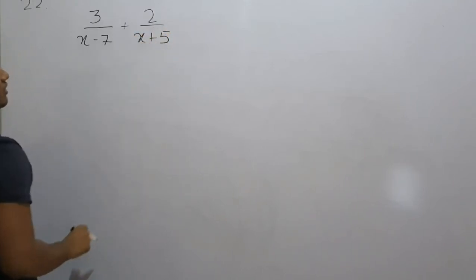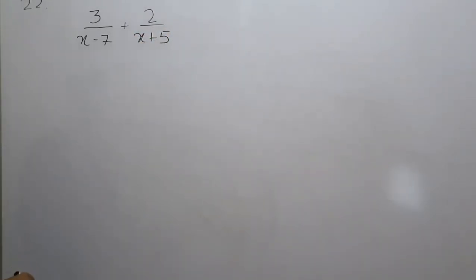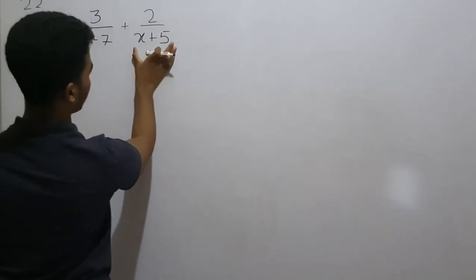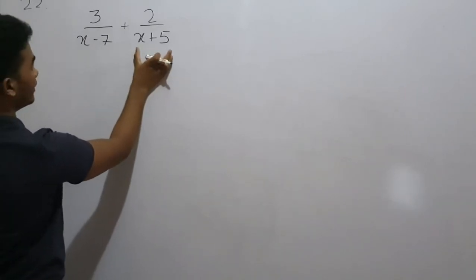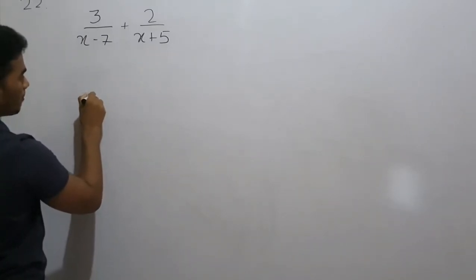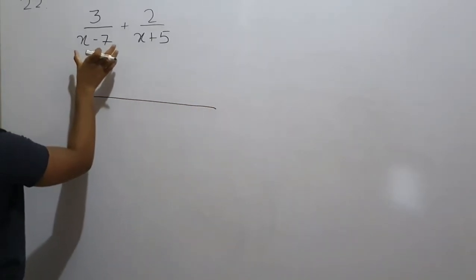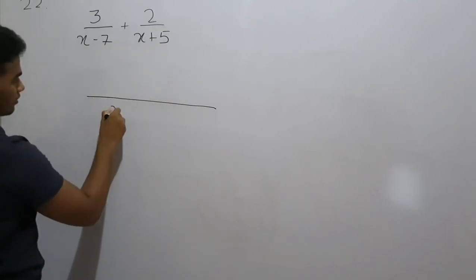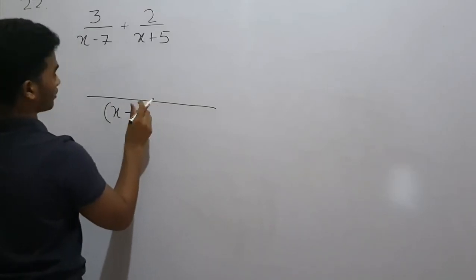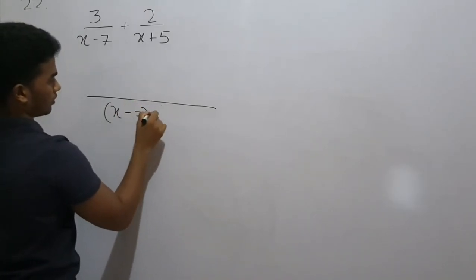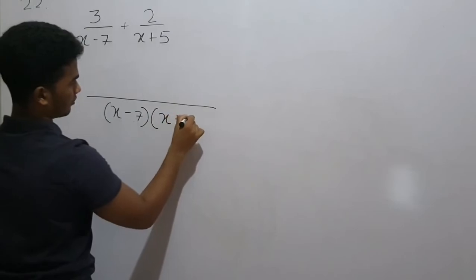To make this a single fraction, we should get the LCM of x minus 7 and x plus 5. Don't worry, getting an LCM of this is basically multiplying the two denominators, that's it. x minus 7 into x plus 5.